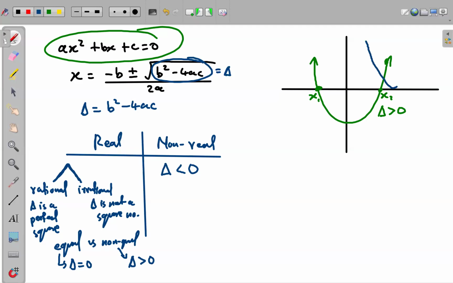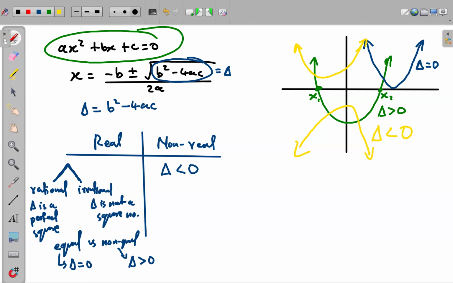Then here's another one. And this is exactly the situation where roots are equal and delta is 0. On the other hand, a situation where roots are non-real is when you actually have a parabola that does not at all touch the x-axis. There are many instances, of course. I've just drawn the 2 yellow ones. That's your non-real situation.